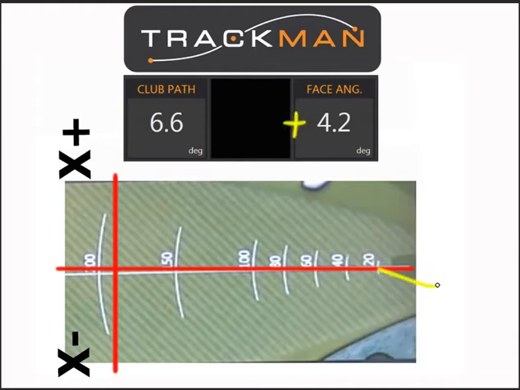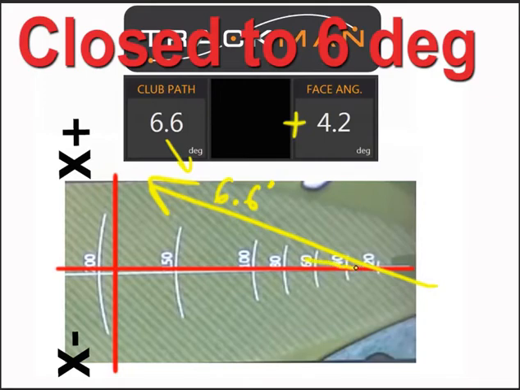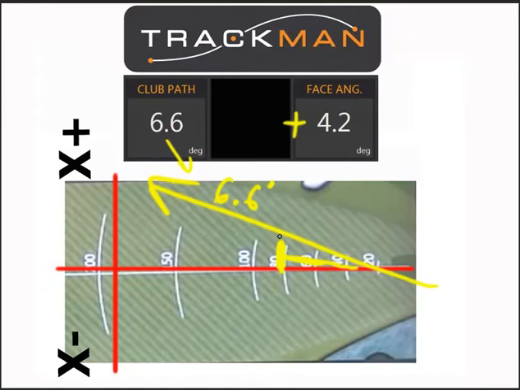So if we had a 6-degree path here, then the face is not square to that, otherwise this would say 6 degrees. They would match up. But the face is slightly closed. It's only 4.2 degrees, so that's going to cause a draw spin on the ball.